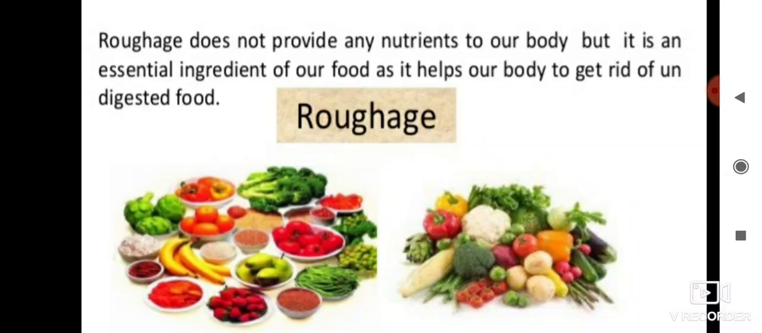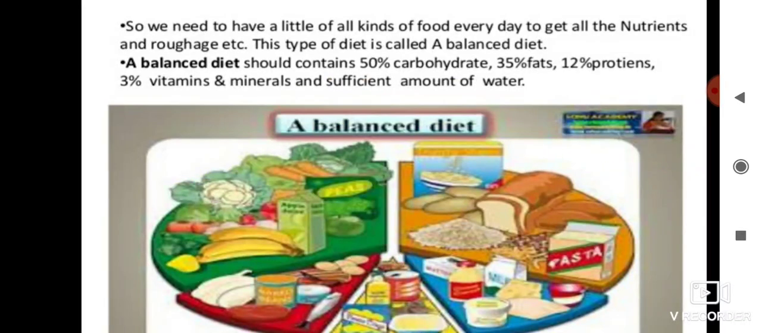Just as water is helpful to digest our food, roughage is also helpful to digest the food. Another name for roughage is dietary fibers. So please consume foods rich in dietary fibers, such as vegetables, because vegetables are rich in dietary fibers. Eat fruits too, which are rich in dietary fibers. These dietary fibers are helpful to digest the food.